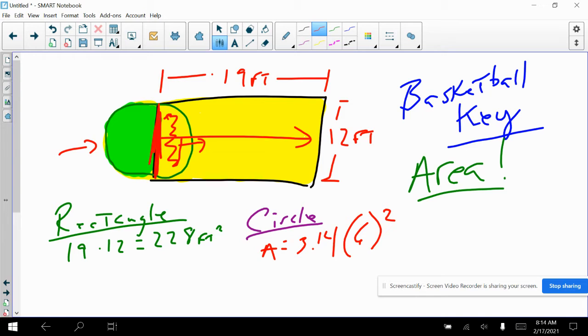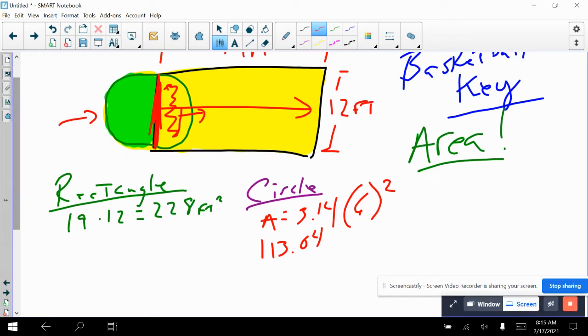Okay, so 3.14 times 6 squared. So that gives us 113 and 4 hundredths. Is that the number we want? No. What do we got to do to that? Very good. That's the common mistake right there, because you're going to see the whole circle on the figure and you have to be careful of what you're trying to find. I can't tell you how many people are going to add the entire rectangle and add the entire circle. You've already found half of the circle. So that number comes out to 56 and 52 hundredths feet squared.